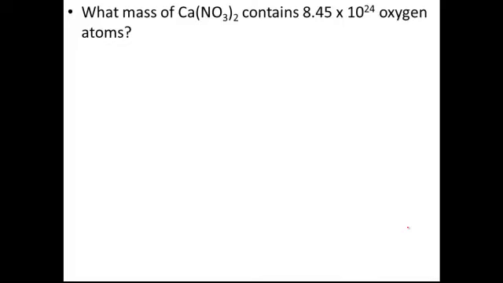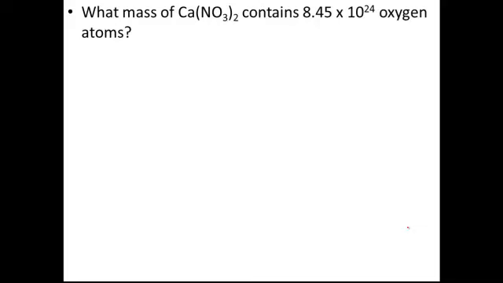All right, last one. This is not a tricky one, but I'm trying to make them increasingly more difficult. So this is our last one. So this technically should be the most challenging one. It says, what mass of calcium nitrate contains 8.45 times 10 to the 24th oxygen atoms?